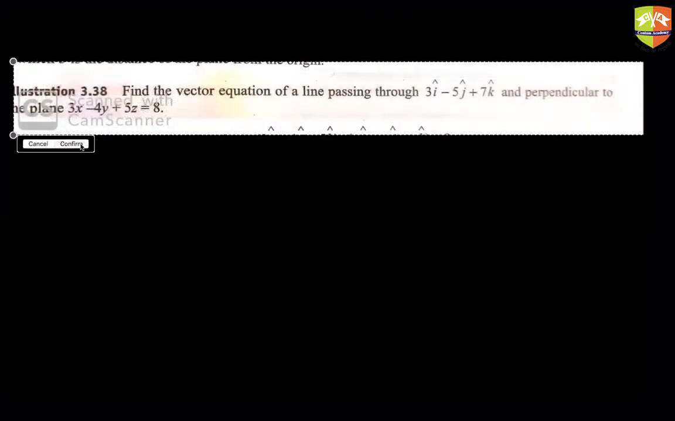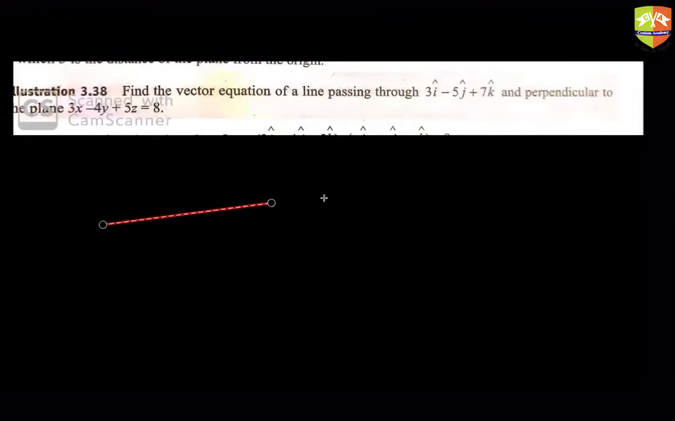No questions. Let's have another one then. Okay. Find the vector equation of a line. I'm asking you an equation of a line this time, passing through 3i minus 5j plus 7k and perpendicular to the plane 3x minus 4y plus 5z equal to 8.